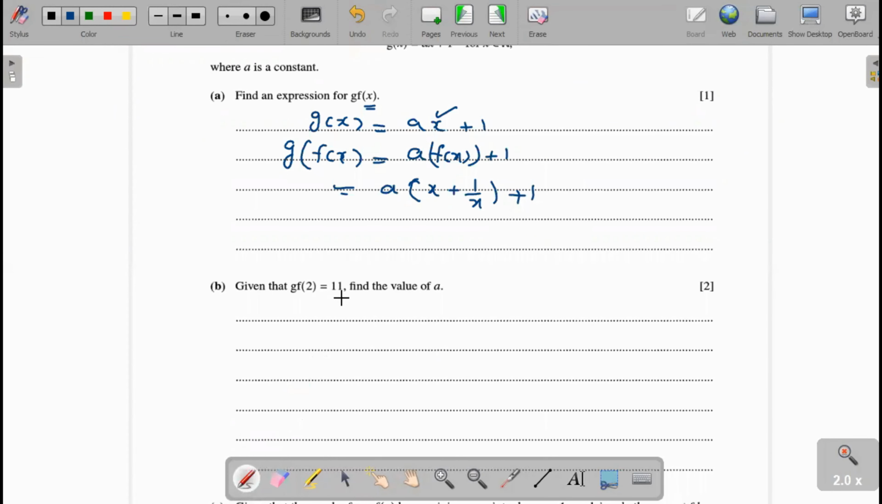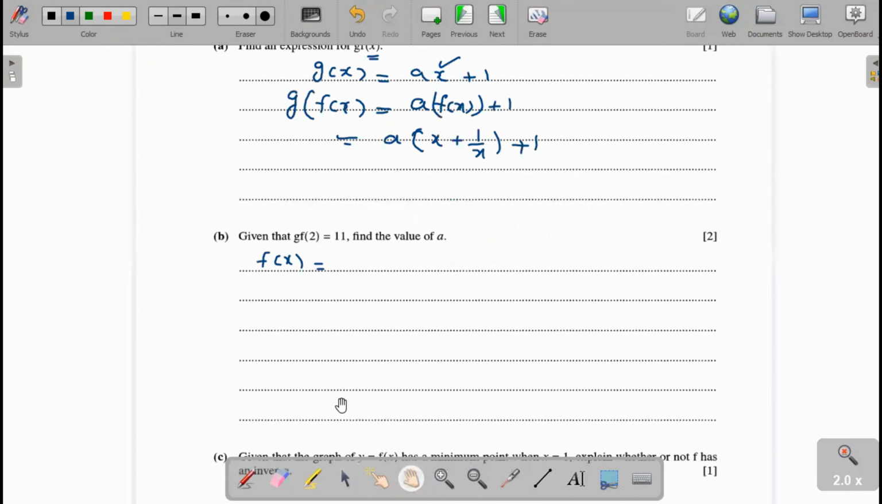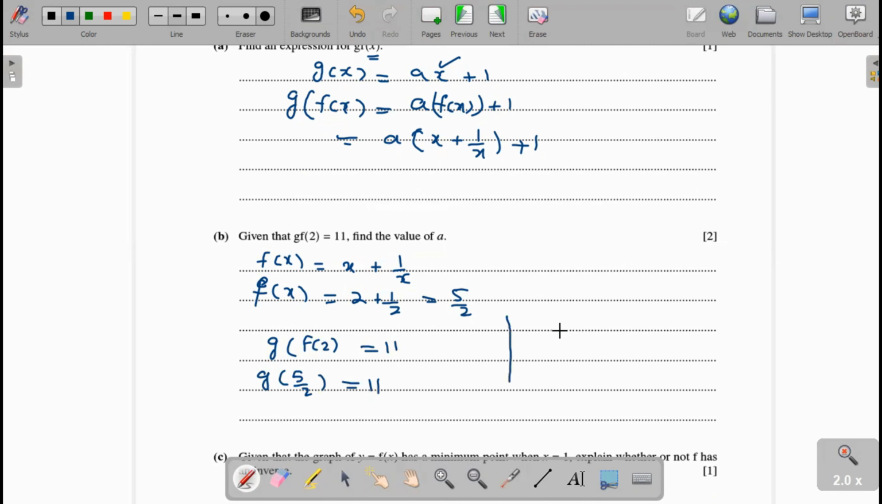Given that g f of 2 equal to 11, find the value of a. In this part, firstly we find f of 2. Now you have f of x equal to x plus 1 over x. Therefore, f of 2 will be equal to 2 plus 1 over 2, and that is equal to 5 over 2. Now, therefore, g f of 2 is equal to 11. It means g of 5 over 2 equal to 11.